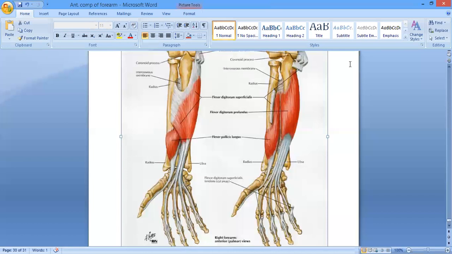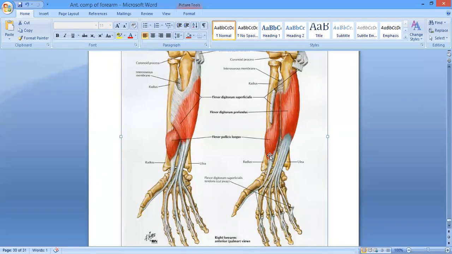It's very simple. This muscle is getting origin from the upper three-fourths of the anterior concave surface of the radius, and it is going to be attached over the anterior surface of the base of the distal phalanx of the thumb. Again, it is supplied by the anterior interosseous nerve, which is a branch of the median nerve, and its action is the flexion of the distal phalanx of the thumb, and it also assists in the flexion of the wrist.